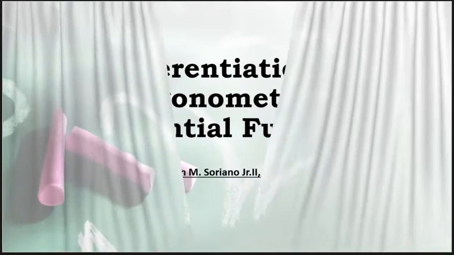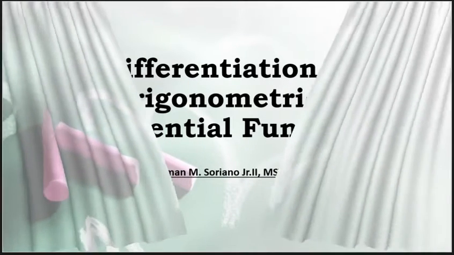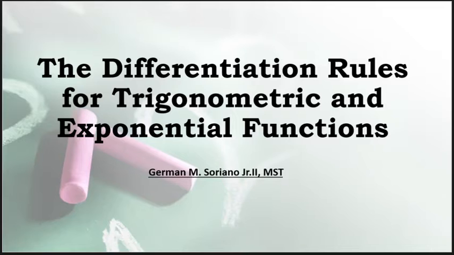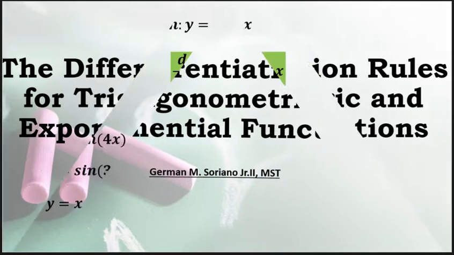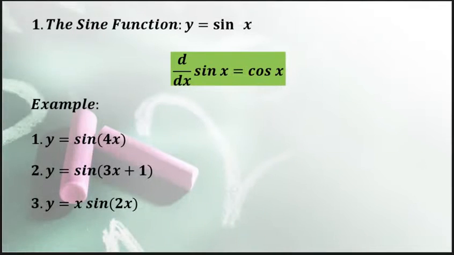For this time, let's discuss the differentiation rules for trigonometric and exponential functions. Okay, let's have the first trigonometric function, which is the sine function. So if we have y is equal to sine of x, the derivative of sine x is equal to cosine x. So that's how to get the derivative of any sine function. So let's have an example.